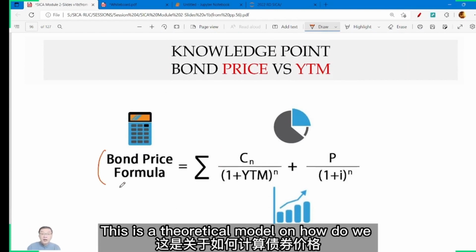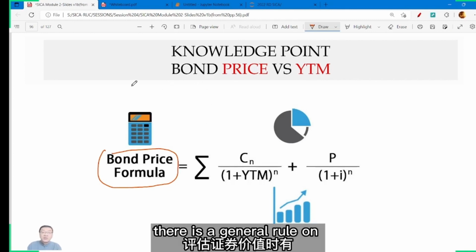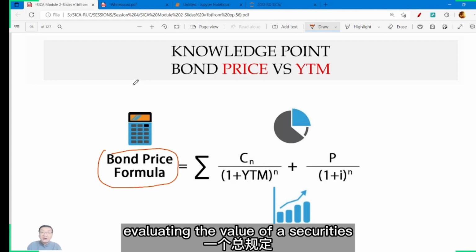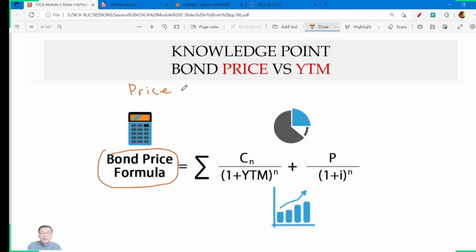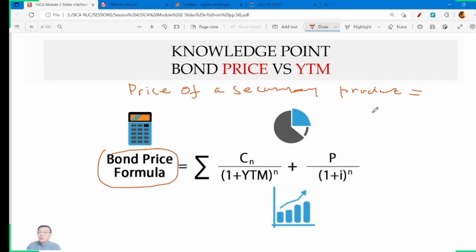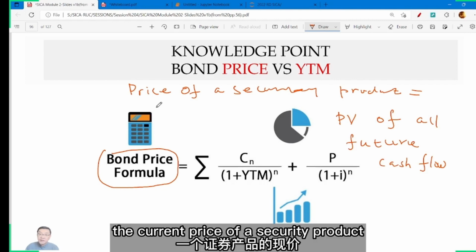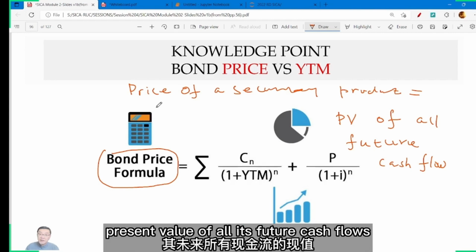This is a theoretical model on how we calculate bond price. There is a general rule for evaluating the value of a security. The price of a security product should equal the present value of all its future cash flows. Again, I repeat, the current price of a security product should be equal to the present value of all its future cash flows.